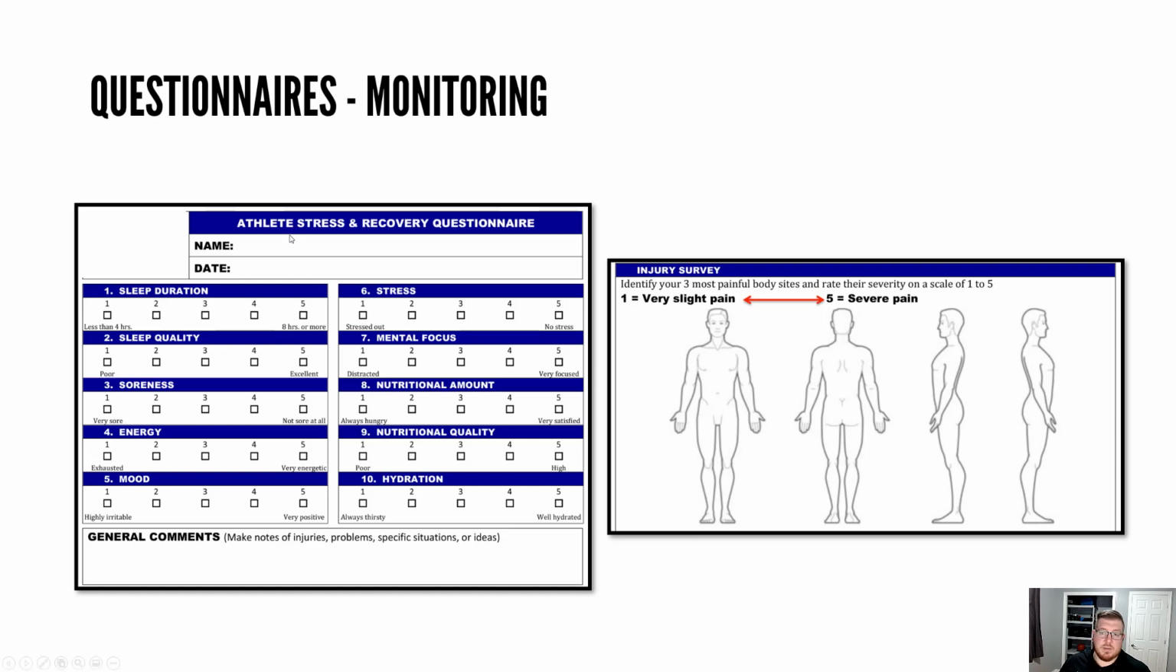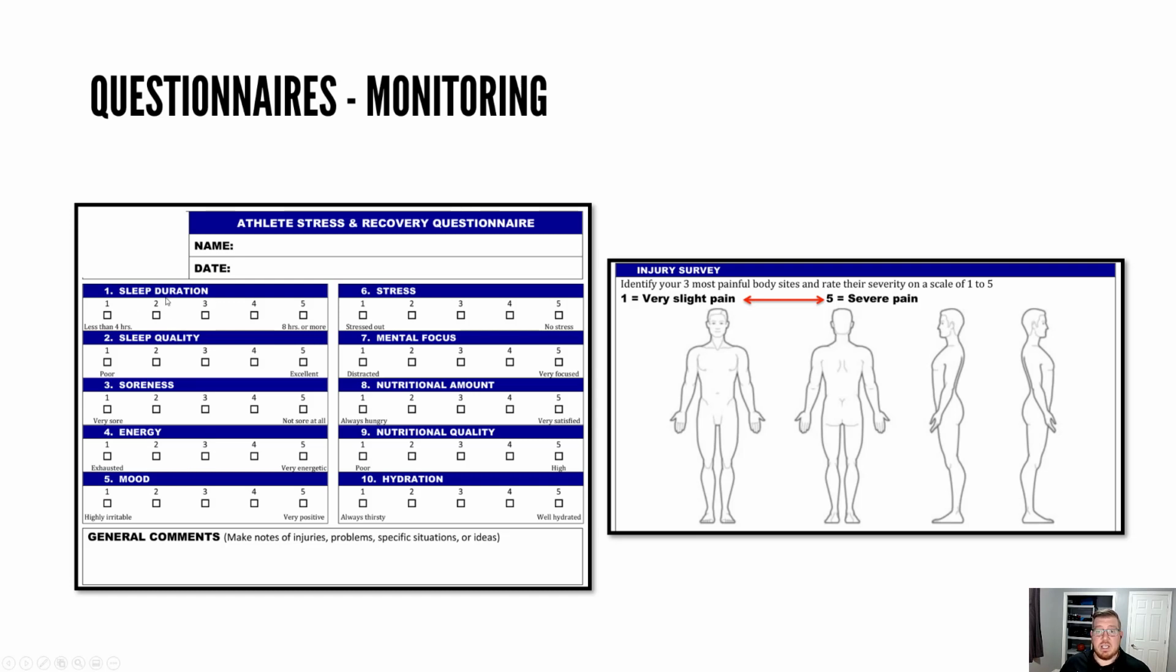This one is specifically for athlete stress and recovery, but you could tailor it to just a regular Gen Pop client. So you would have the name, the date. They have questions regarding sleep duration, so here 1 being less than 4 hours, 5 being 8 or more hours. Sleep quality, soreness, energy, mood. These are all important things when we're talking about stress and recovery.